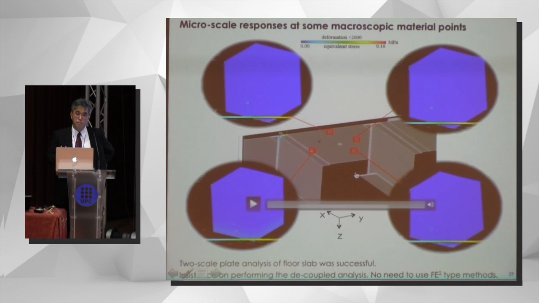Then picking up some material points from the macroscopic plate model, we can conduct the localization analysis in order to characterize the microscopic material mechanical behavior in this case. Again, we cannot show the moving deformation. But here, we have succeeded in the two-scale plate analysis of the floor slab. More importantly, I'd like to assert that I have insisted on performing the decoupled analysis. So I didn't use FE square even though the problem is nonlinear.